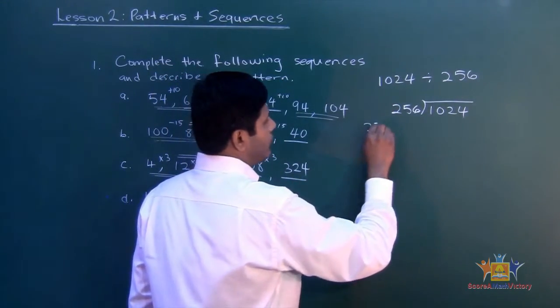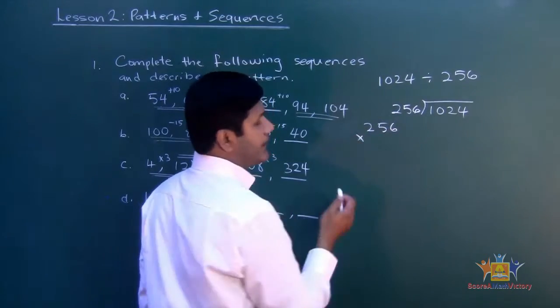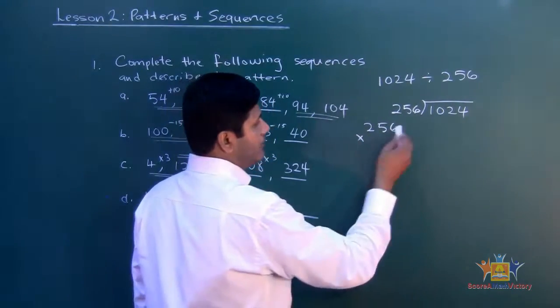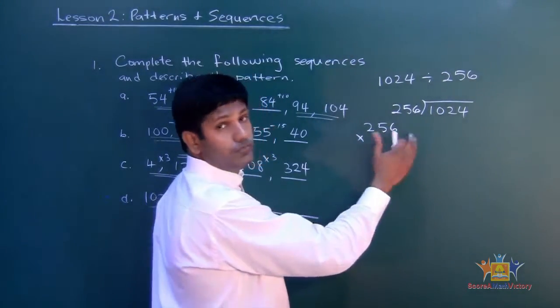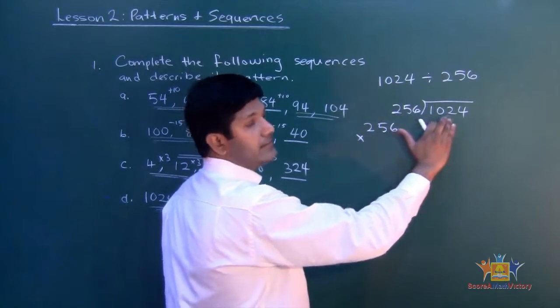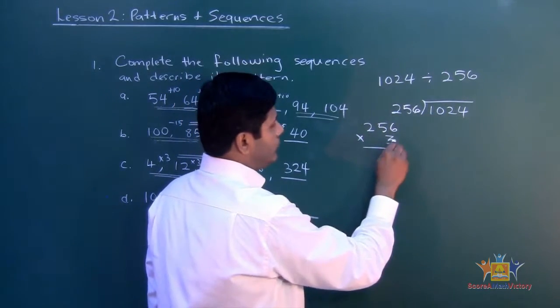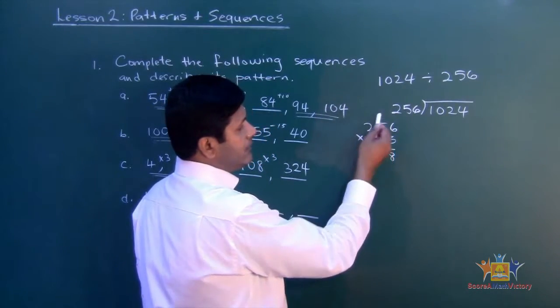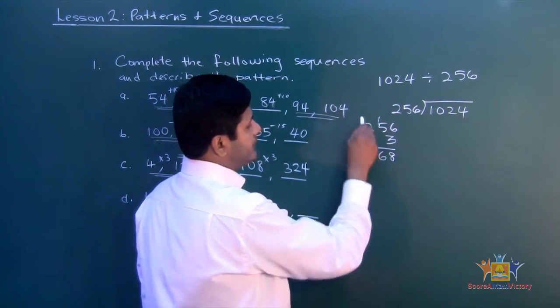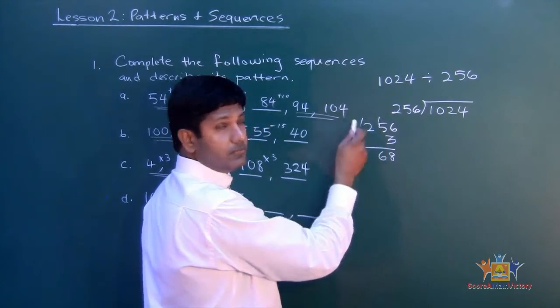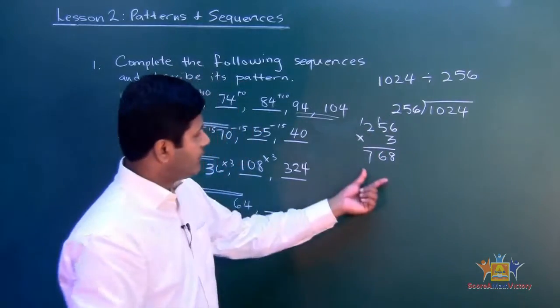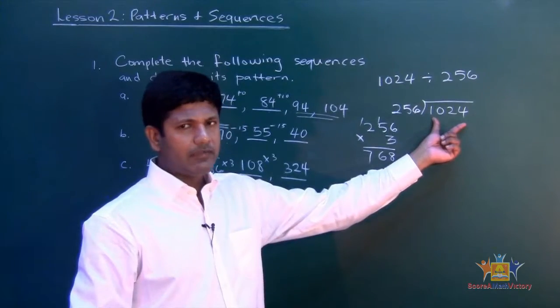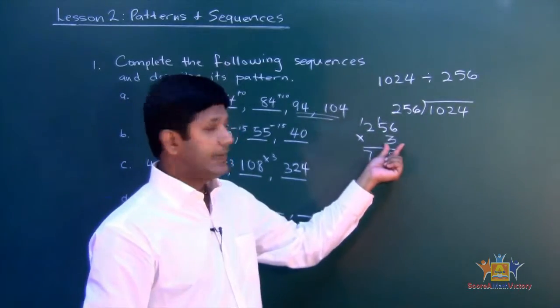So that means we're going to take 256, we're going to make a guess. Let's say 3 and see how many. Let's say we're going to assume there are 3 256 inside there. So let's times with 3. 3 times 6 is 18, carry 1. 3 times 5 is 15, plus 1 is 16, 6 carry 1. 3 times 2 is 6, plus 1 is 7. So 768. Whoa, still look like we can add one more. So we can increase this to 4.